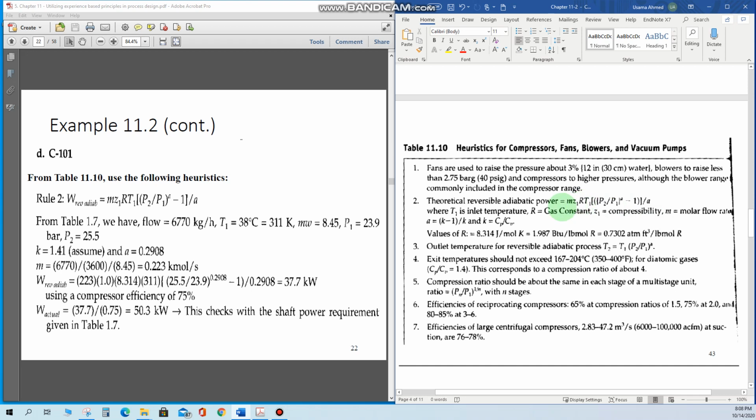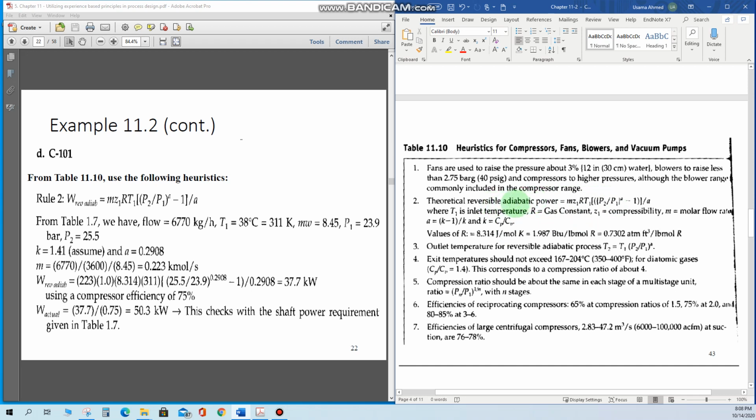R is the gas constant, T1 is the inlet temperature, P2 is the outlet pressure, P1 is the inlet pressure, and alpha represents A in this equation, where A is equal to (K minus 1) divided by K, and K itself is the ratio of the specific heat at constant pressure to the specific heat at constant volume. So we have to use this equation to find the theoretical reversible adiabatic power.